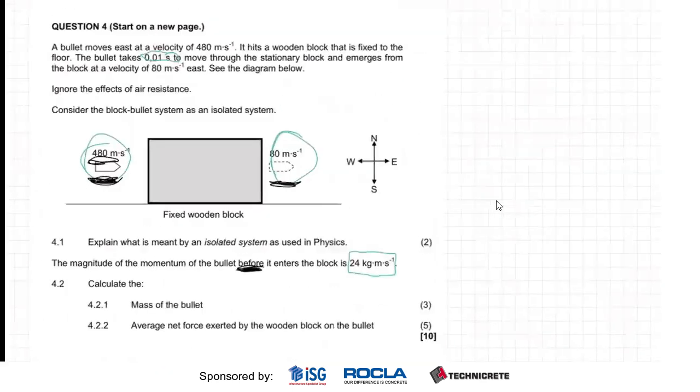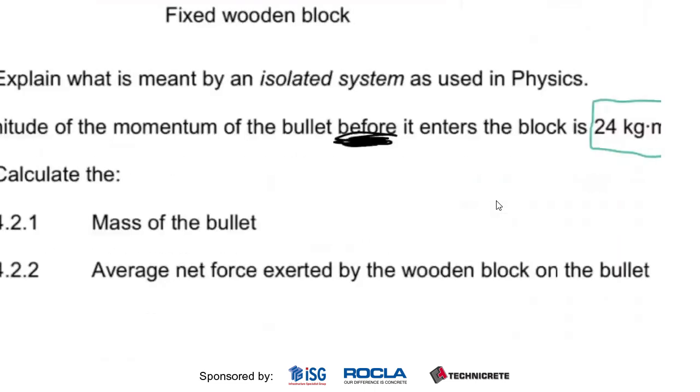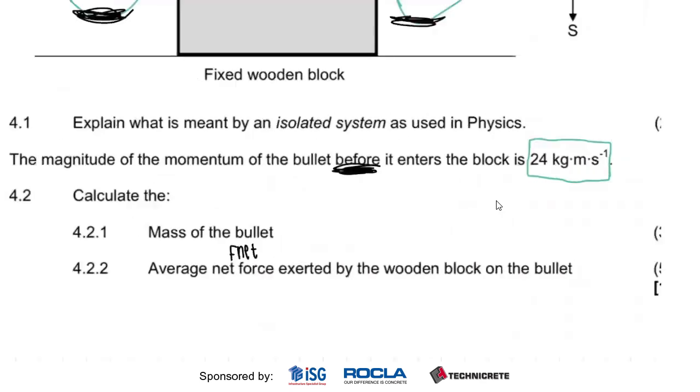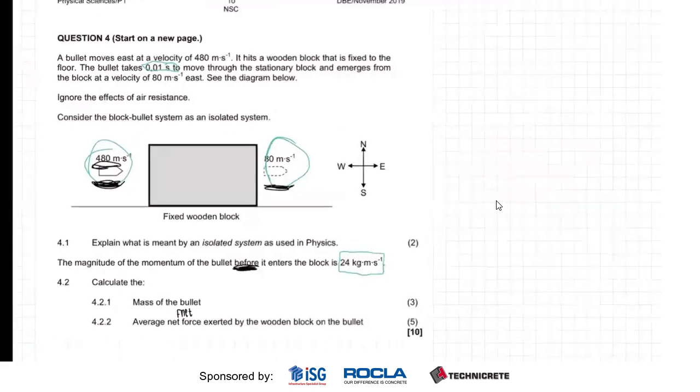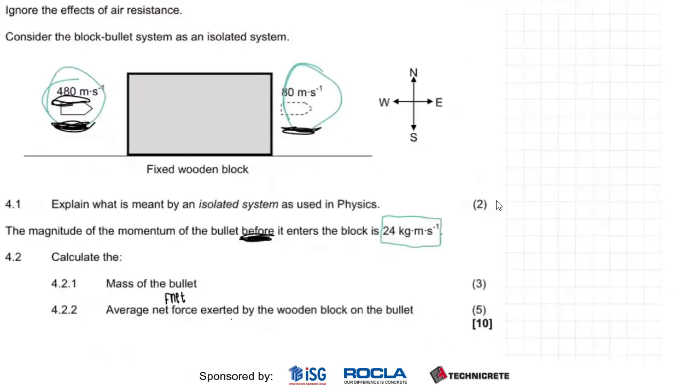And now the next question is asking us, what is the average net force exerted by the wooden block on the bullet? So what is the F net? Net force is the F net. So we are looking for the F net.